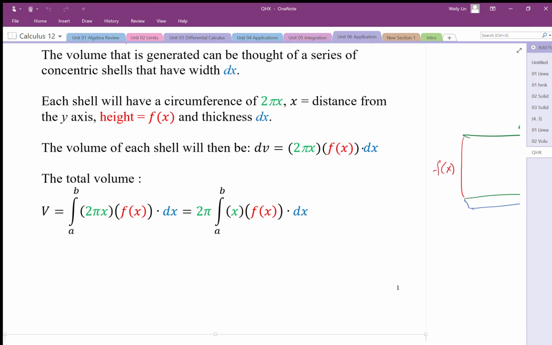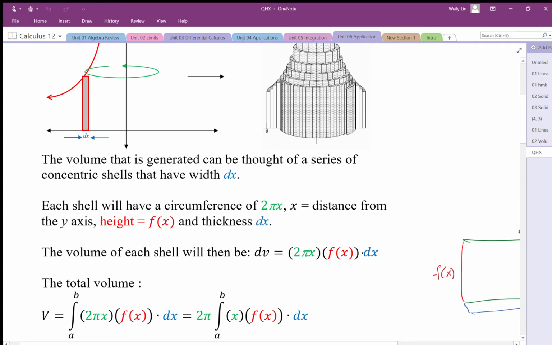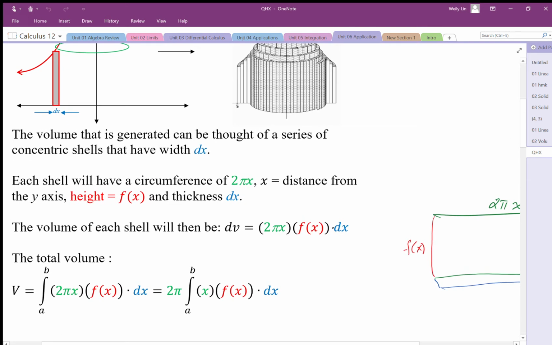So the volume of each of these shells is going to be generated by this circumference. As we rotate that, we're going to get the circumference of the circle, which is going to be the width of the rectangle that we're going to use, the height, which is going to be f of x, and then we're going to give it that thickness dx.